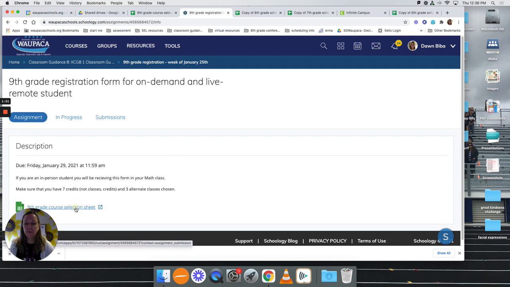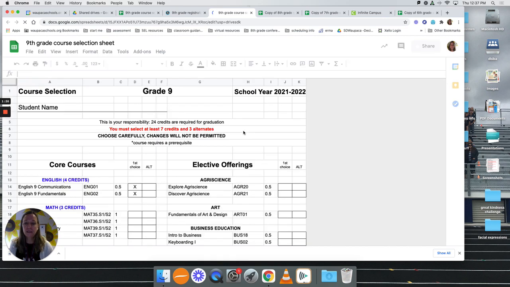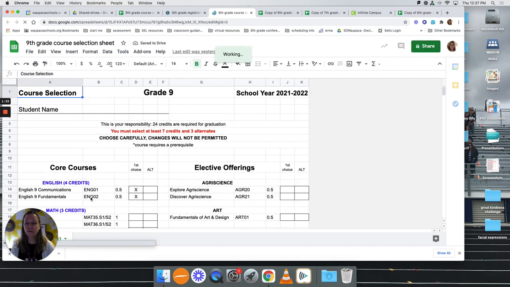When you open up the ninth grade course registration sheet, you're going to see all of the options for you. I have already checked off ninth grade English. So there's 2 semesters of it, ninth grade communications and fundamentals. Those are required, so I put X's there. That's 1 credit because 1/2 plus 1/2 equals 1. You have to select 7 credits and 3 alternate classes, not 3 alternate credits.